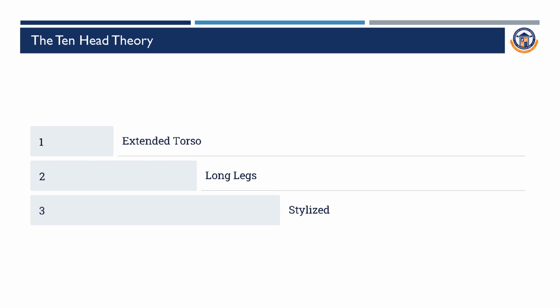The 10-head theory. Unlike the 8-head theory, the 10-head theory is used in high fashion and editorial designs. What makes the difference between 8-head and 10-head theory is an extended torso that creates elongated silhouettes, long legs that enhance the elegance and style, and stylized proportions used for runway and artistic design. For example, many fashion sketches exaggerate the body length to give an elegant look, especially for haute couture.